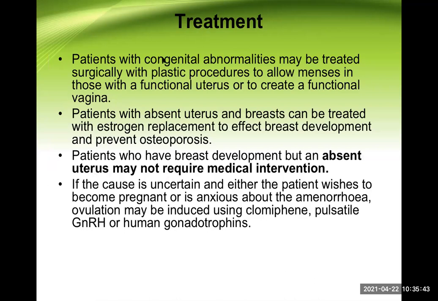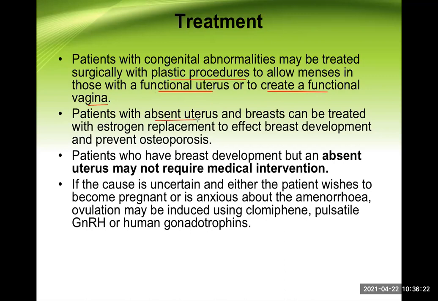Now, some more. Patients with congenital abnormality may be treated surgically with plastic procedures to allow menses in those with a functional uterus or to create a functional vagina. It depends what is absent there. If a uterus is absent, then menses can never happen, isn't it? So this is a big type of congenital anomaly. But if the lower part of the vagina or the vagina is absent, then they may create a functional vagina. These are called plastic procedures.